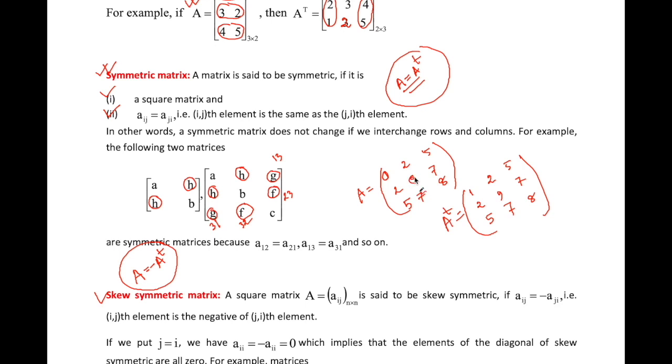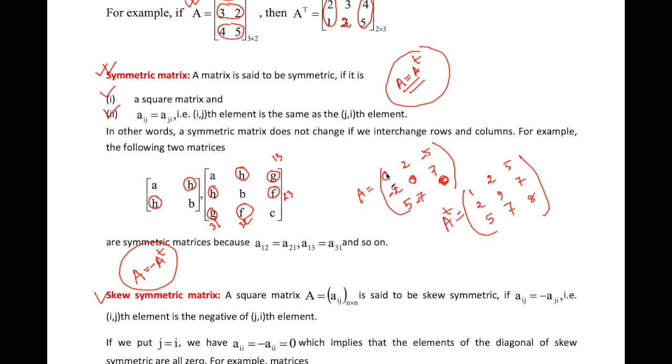This one should be 0, and the corresponding entry of 2 and this 2 should have opposite signs. If this one is positive 2, this entry should be negative 2. If this one is positive 5, this one should be negative 5. If this one is positive 7, this one should be negative 7.